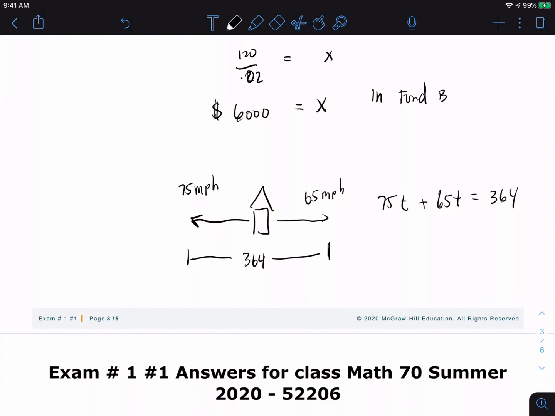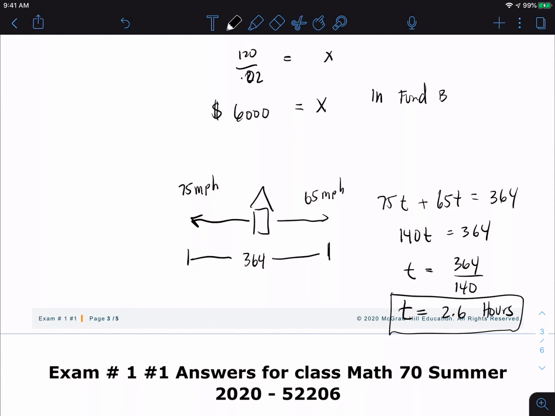So the 2 trains after 1 hour are 140 miles apart, but we want to know when they're 364 miles apart. So what do I need to do with the 140? Divide, exactly. So I'm going to go 364 divided by 140. So the time is going to be 2.6 hours is how long it's going to take for them to be 364 miles apart.